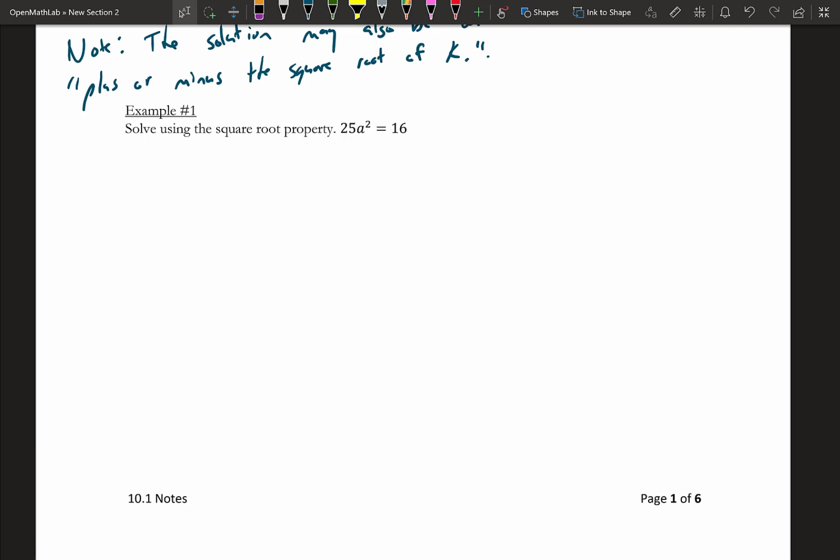I have some examples solving quadratics with this square root property. The first one, we have 25a squared equals 16. The first thing I could do is divide both sides by 25, and I get a squared equals 16 over 25. Now if I take the square root of both sides, remember I've got to put a plus or minus in front of the sides.